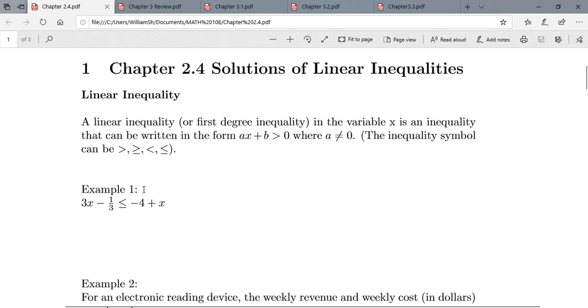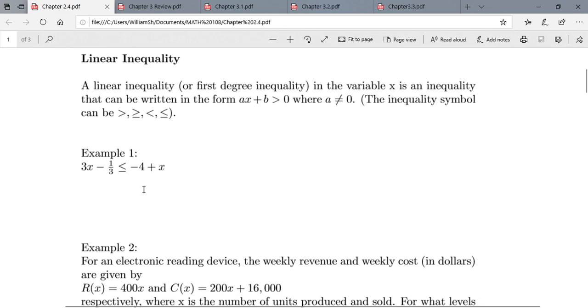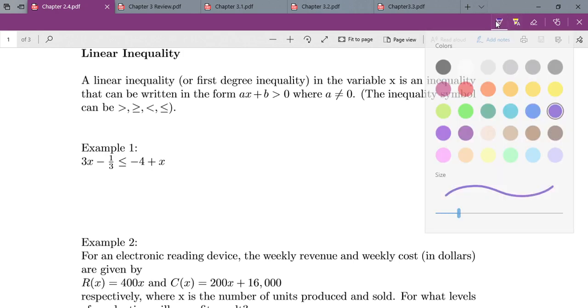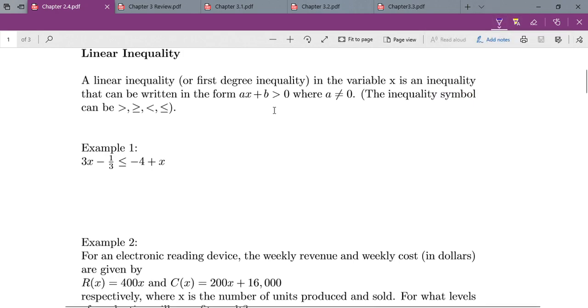So, in example 1, we have 3x minus a third is less than or equal to negative 4 plus x. Let's go about solving this example. We'll use blue. Blue works fine. What we're going to do here is simply solve it as if it was a regular linear equation with an equal sign, except the only difference here is we have an inequality. So, let's just solve for x.